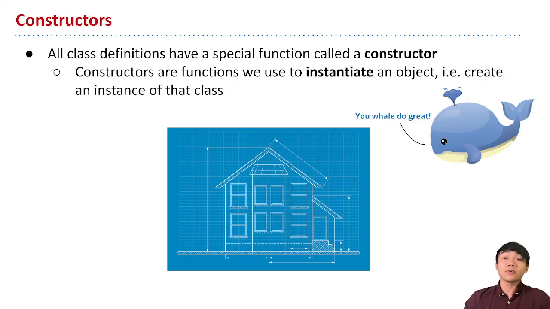And in CS, we use classes like blueprints to construct objects or instances of that class. That process of creating objects is called instantiating objects. And the way that we do that is through special functions called constructors.